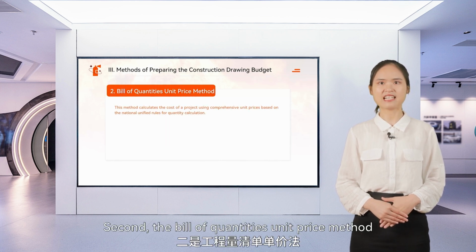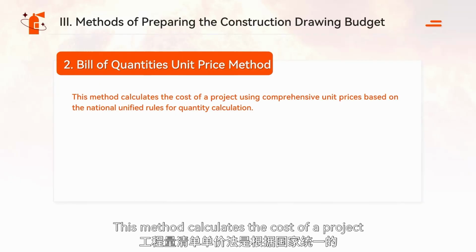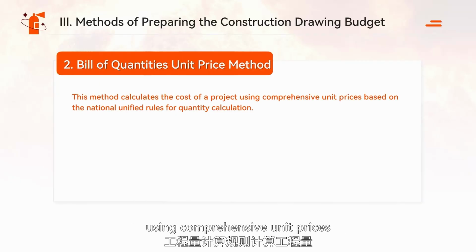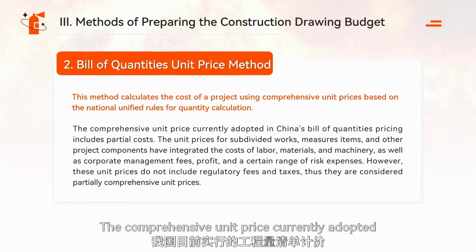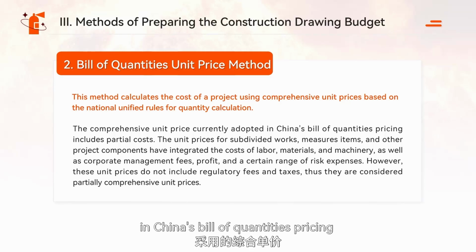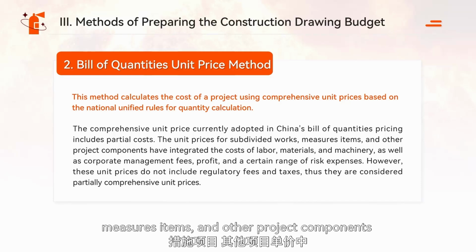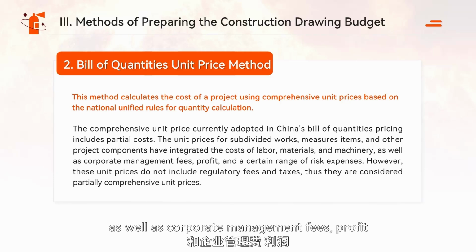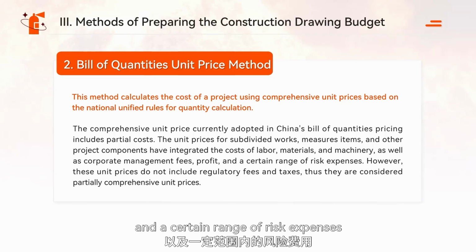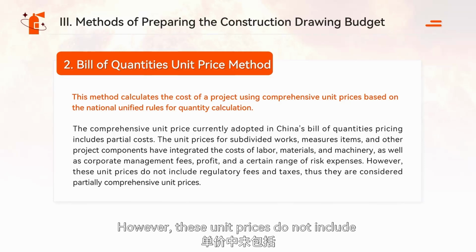Second, the bill of quantities unit price method. This method calculates the cost of a project using comprehensive unit prices based on the National Unified Rules for Quantity Calculation. The comprehensive unit price currently adopted in China's Bill of Quantities pricing includes partial costs. The unit prices for subdivided works, measures items, and other project components have integrated the costs of labor, materials, and machinery, as well as corporate management fees, profit, and a certain range of risk expenses. However, these unit prices do not include regulatory fees and taxes, thus they are considered partially comprehensive unit prices.